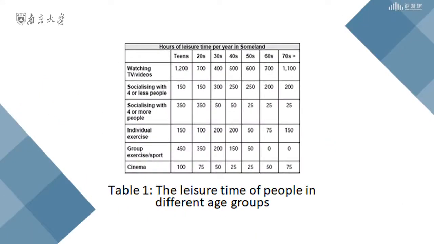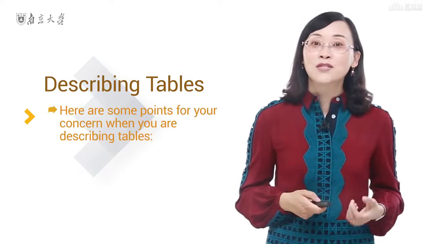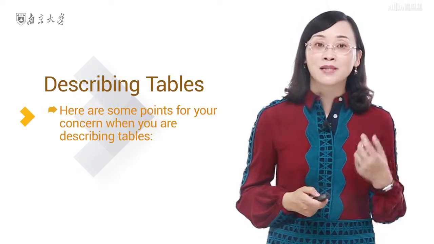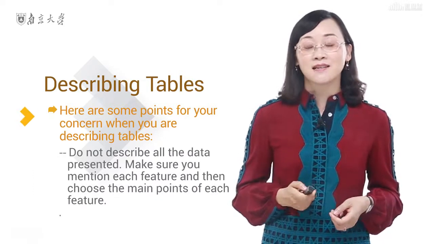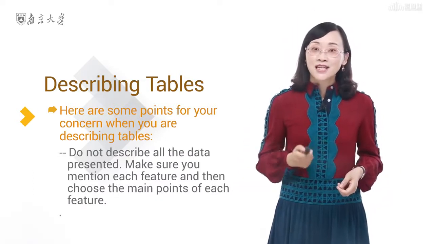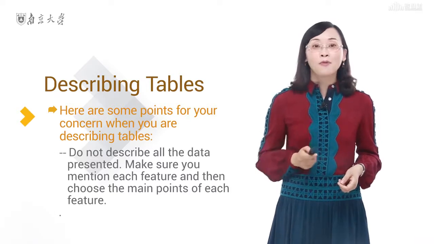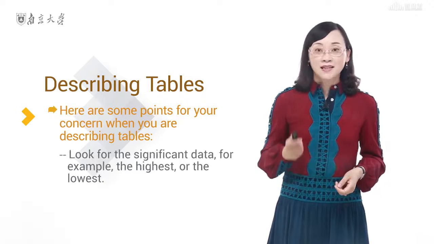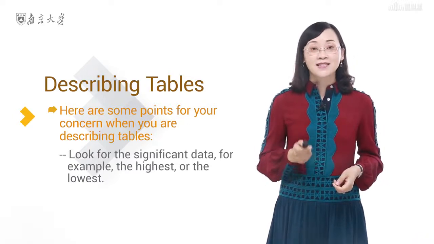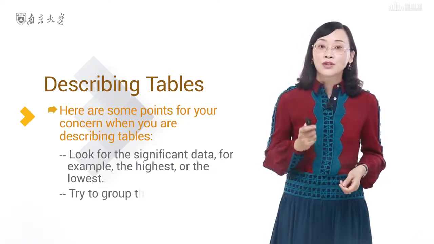You may pause the video and think about how to describe the table. You can also work with your friends for the description. Here are some points for your concern when you are describing tables. Do not describe all the data presented. Make sure you mention each feature and then choose the main points of each feature. Look for the significant data, for example, the highest, the lowest. Try to group the data.